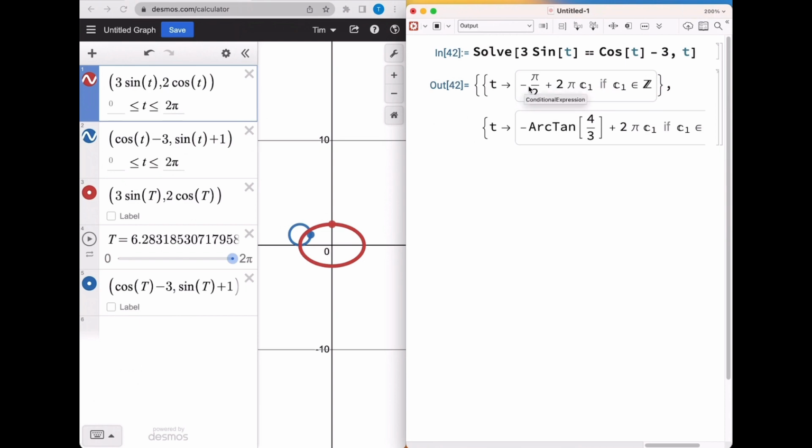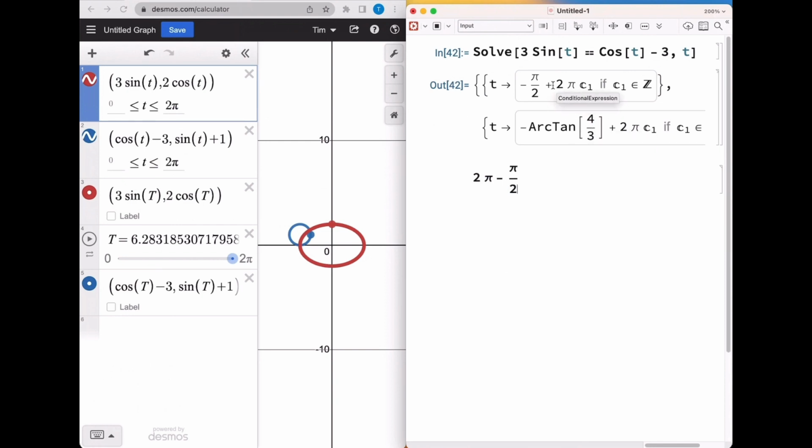The reason we have these 2 pi c1, if c1 is in Z, is because there are coterminal angles that produce the same values for these different functions. So what we're interested in is the values between 0 and 2 pi. The first one happens at 2 pi minus pi over 2.